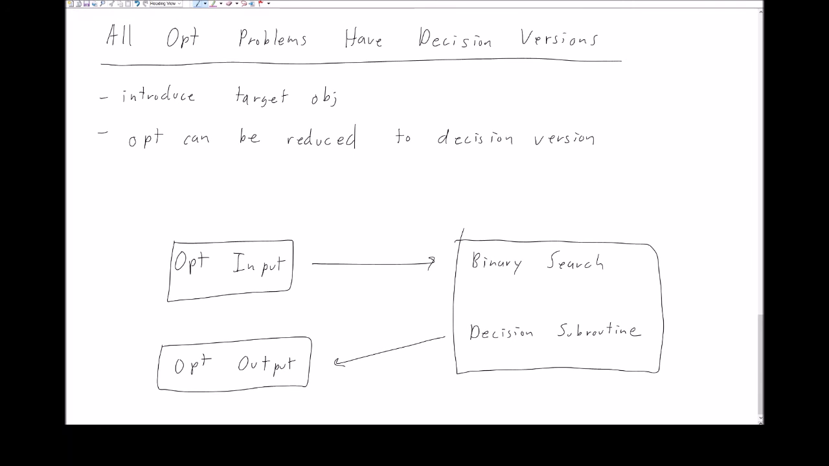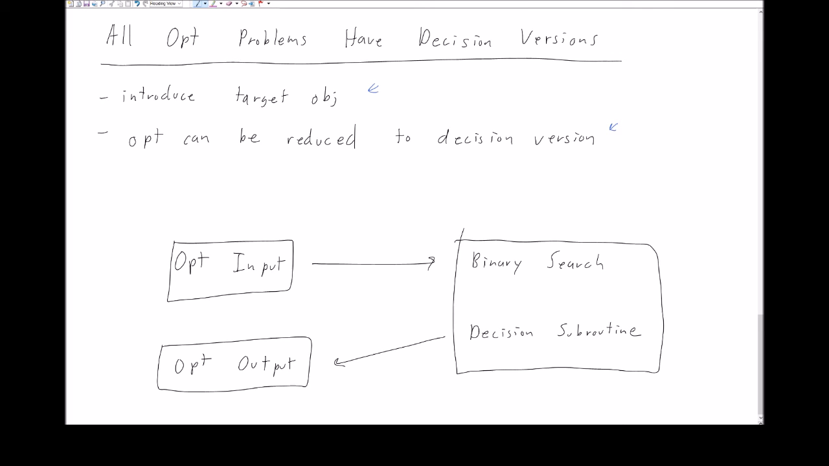So now to summarize what we know about decision problems, in order to create a decision problem, we introduce a target objective function. Once we do this, we know that our optimization version of the problem can be reduced to the decision version of the problem. And so in terms of running time, they're generally equivalent. We can do this for any optimization problem. Every optimization problem has a decision version.